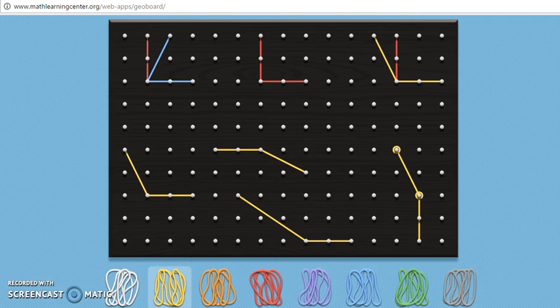Here we have a few more examples of obtuse angles, each of them having an opening larger than a right angle. Each of them has more than 90 degrees.